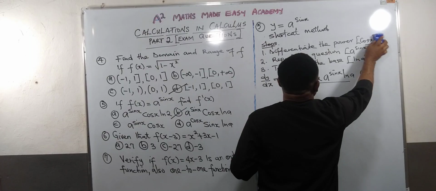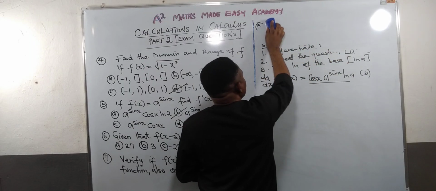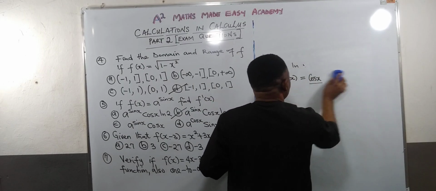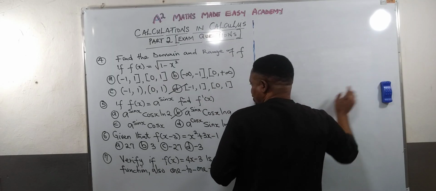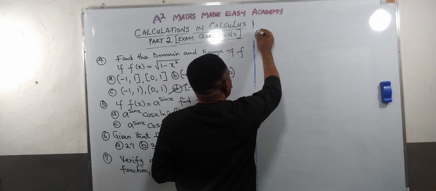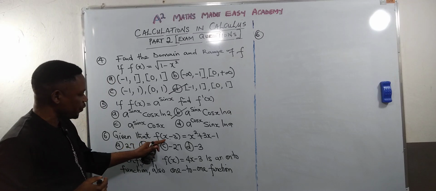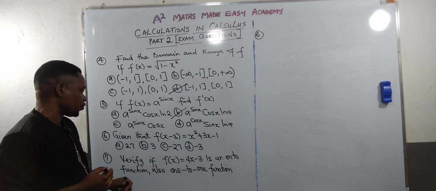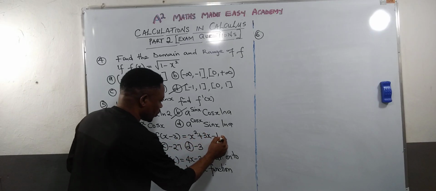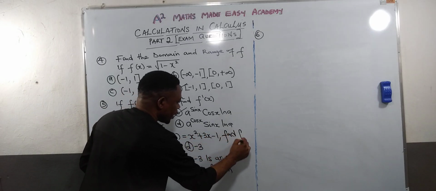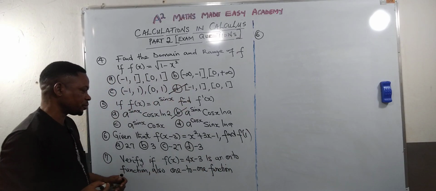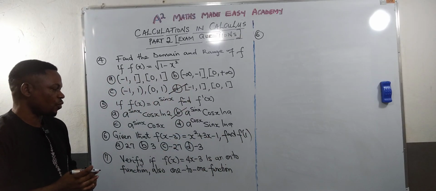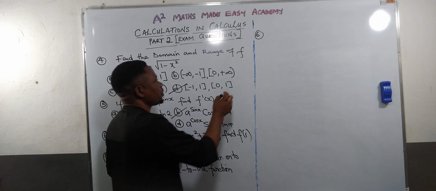Now let's move to the next question, which is question number 6. How do we solve this? I want you to watch. Question number 6 says, given that f of x minus 3 is equal to x squared plus 3x minus 1, find f of 1. That is the question.